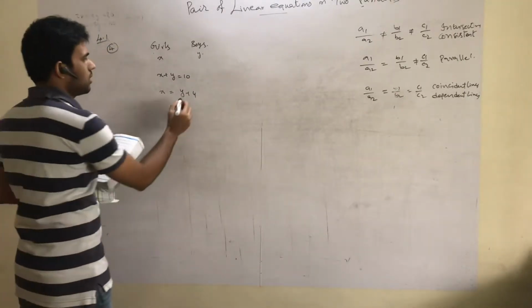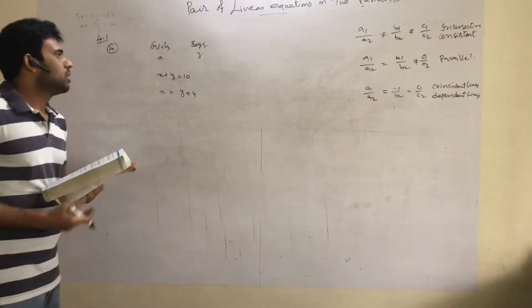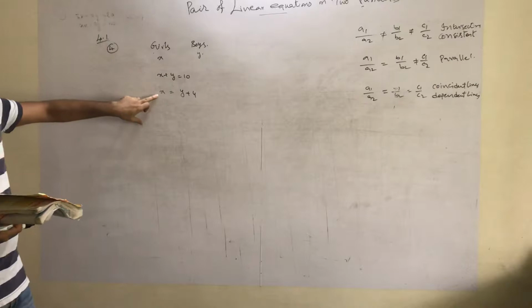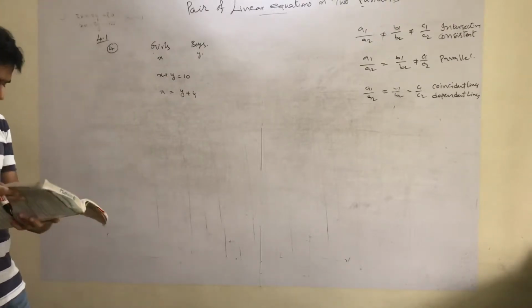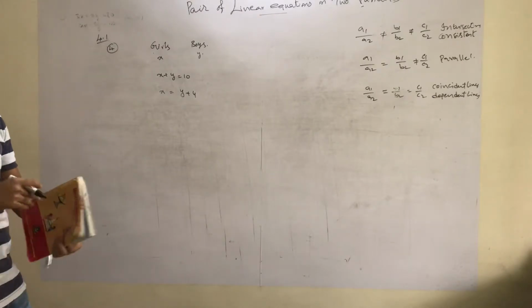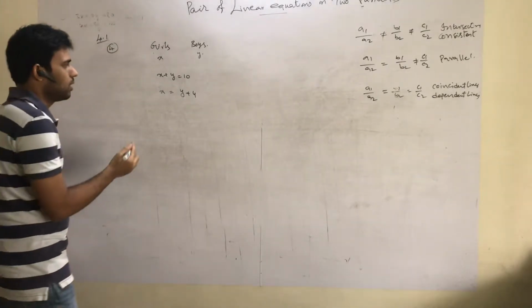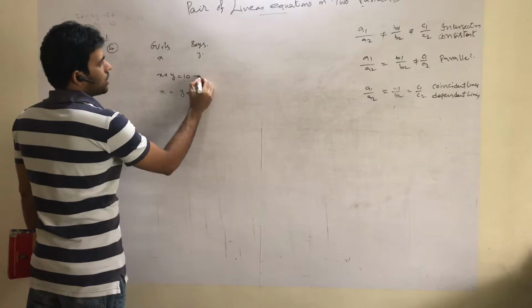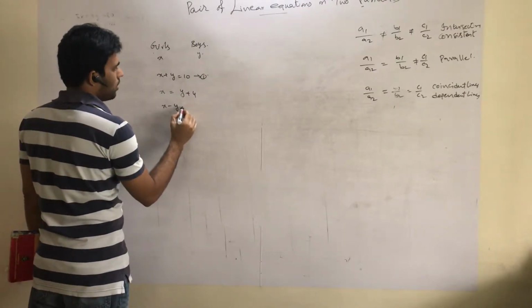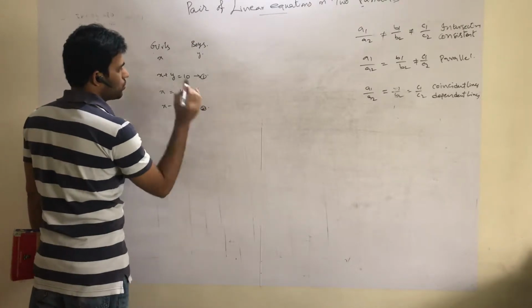This is a straight simple equation. So the total students are 10, that is x plus y is 10, and the number of girls are 4 more than the boys, that's what we have given. Now you find how many boys and how many girls have participated in the quiz. Simple. So now, this is equation 1, and equation 2 I can write as x minus y equal to 4. This is equation 2.